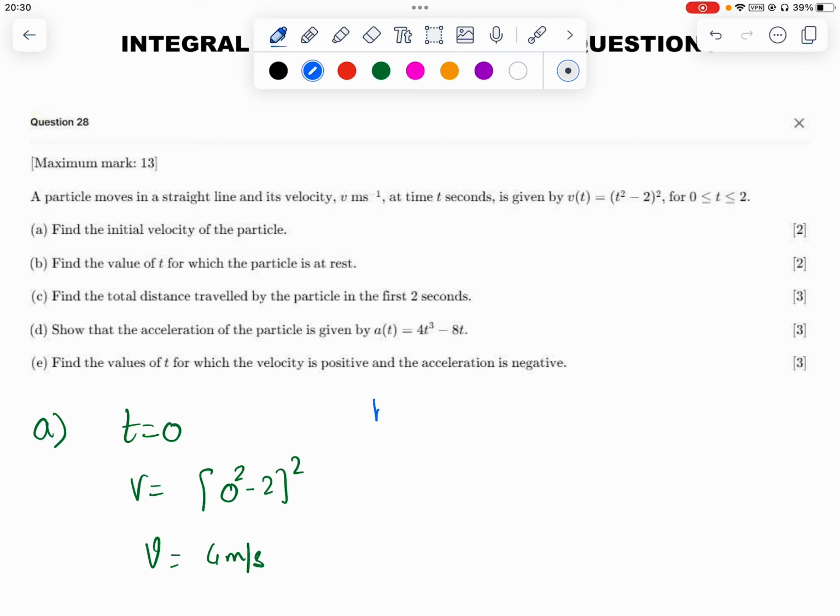Part B. Find the value of t when the particle is at rest. That means velocity should be equal to 0. t square minus 2 whole square equals 0. So t square minus 2 equals 0. t equals square root of 2, which is 1.41 seconds.